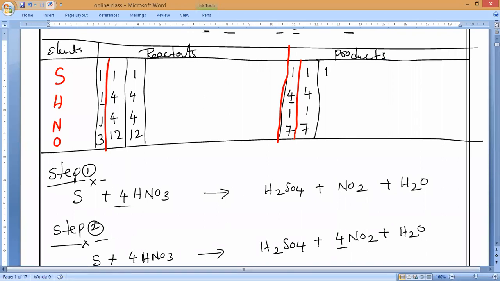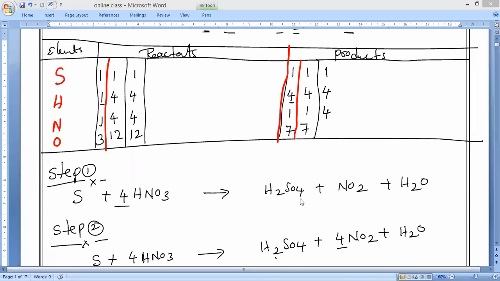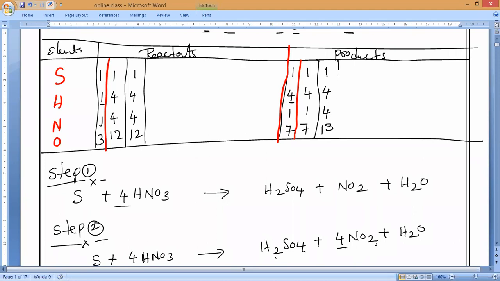Sulfur, no change, 1. Hydrogen, check it, any change? Hydrogen 2 plus 2, 4. Nitrogen will become 4 into 1, 4. Oxygen, check it guys. Oxygen how many? 8. Next here, 4 twos are 8. 8 plus 4, how much? 12. 12 plus 1, 13. Very good. That is what it is.